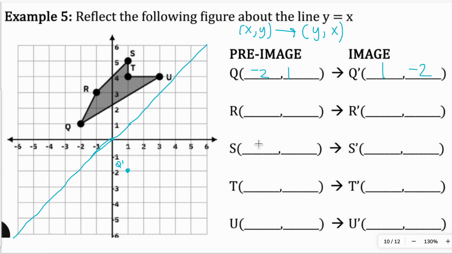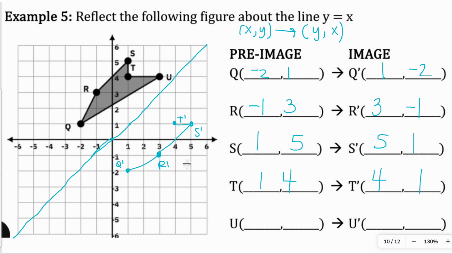Okay, I'm going to do the same thing for R prime. Right now, R is at (-1, 3), so my image would be (3, -1). So to the right 3 and down 1. Here's my R prime. Go ahead and connect Q to R. Next is S. S is currently at (1, 5), so S prime would be (5, 1), over 5 up 1. S prime, connect it. T is currently at (1, 4), so T prime, flip them around, (4, 1), right here. Go ahead and connect S to T.